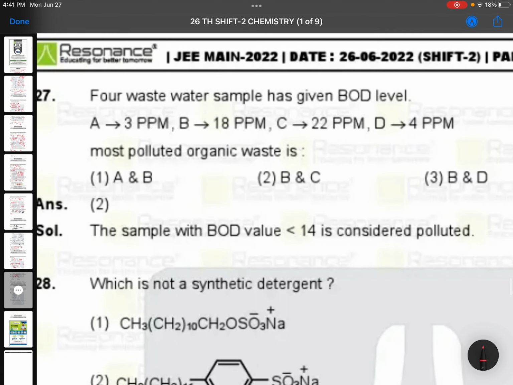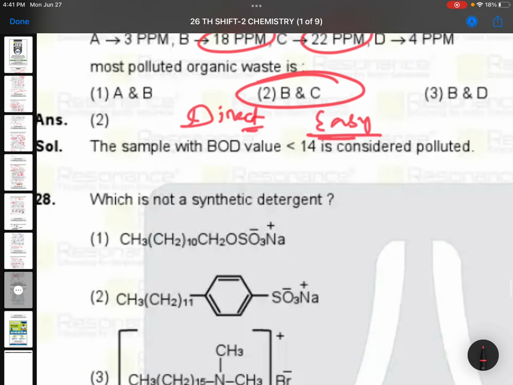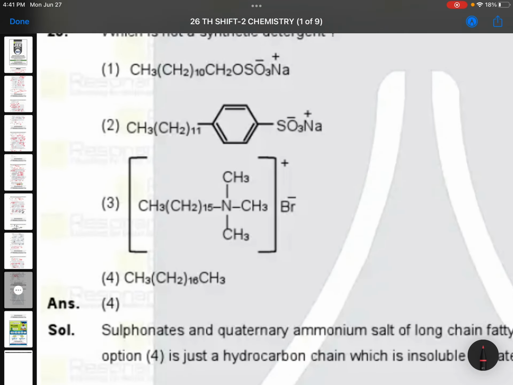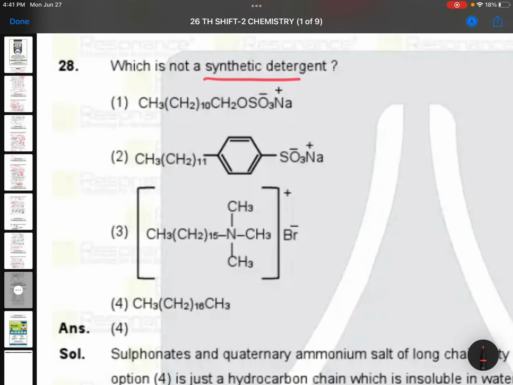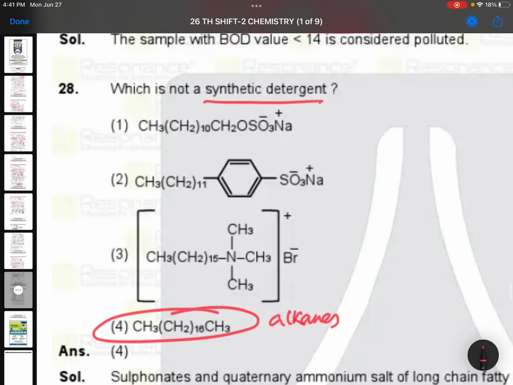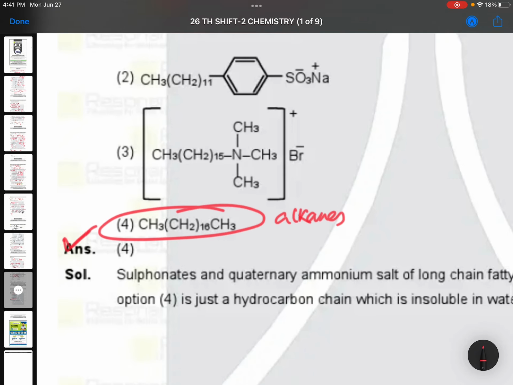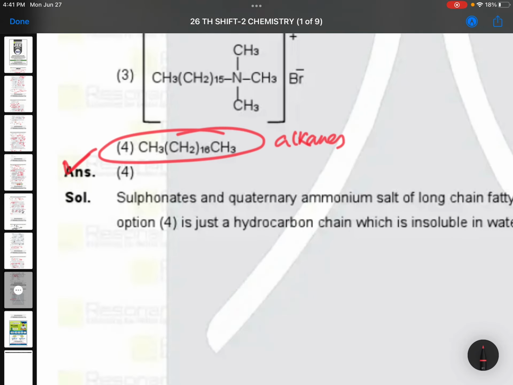For wastewater samples, as given, BOD levels of 18 ppm and 22 ppm are the highest values. So B and C, a direct simple environmental chemistry question. You people are very lucky, man, those who answered this question, those who attempted this time. Very simple question. Detergents he is asking, and in the last option you see, this is a simple alkane. Alkanes are not detergents. So you people are again lucky, man. This is from chemistry in everyday life. Easy question.